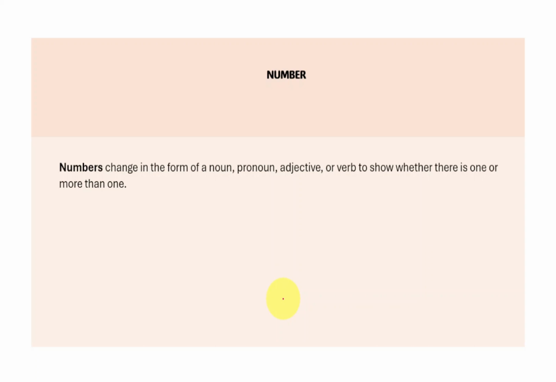Number changes in the form of a noun, pronoun, adjective, or verb to show whether there is one or more than one. You see this word, in case you don't know how to pronounce it, it's like the weather. Some students struggle to pronounce this. If you don't know how to pronounce pronoun, think of professional. Some of you may ask, what's the difference between noun and name? Don't worry, my friends, I'm going to go step by step. Adjective or verb, to show there is one or more than one.